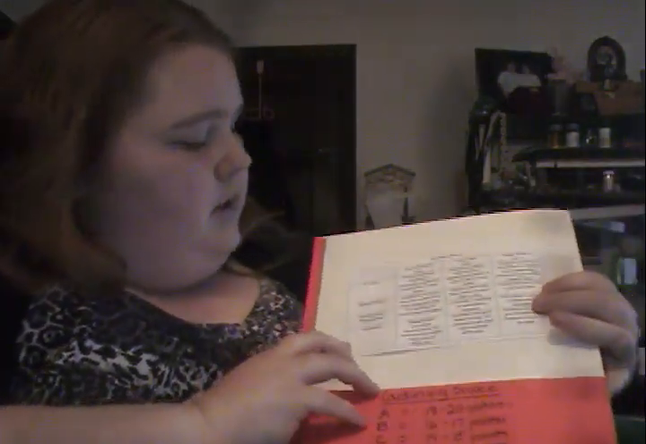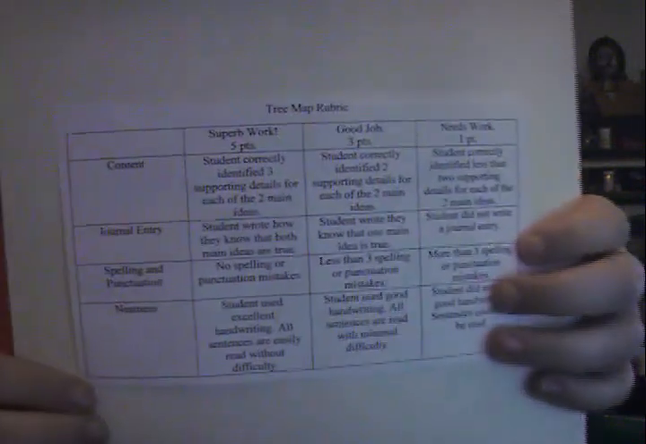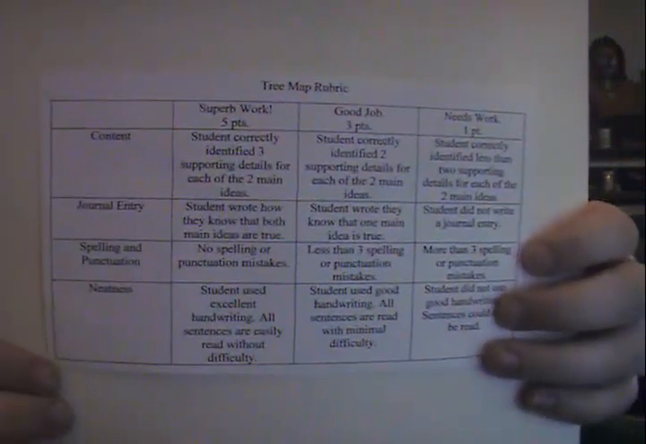So let's go back to the rubric and I'll explain that to you. This activity is worth 20 points, and there are 4 components of my rubric. Each component a student can earn up to 5 points. The first component is the content, and the student needs to correctly identify 3 supporting details for each of the 2 main ideas in order to receive the full 5 points. The next is the journal entry. In order to receive 5 points, the student needs to write how they know that both main ideas are true.